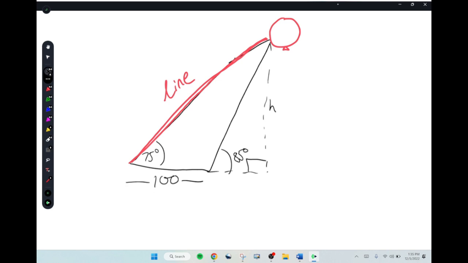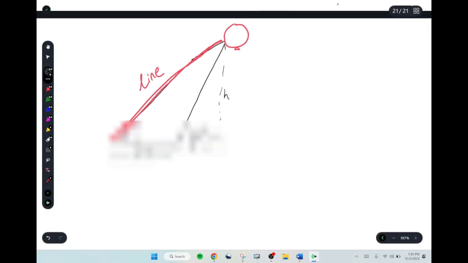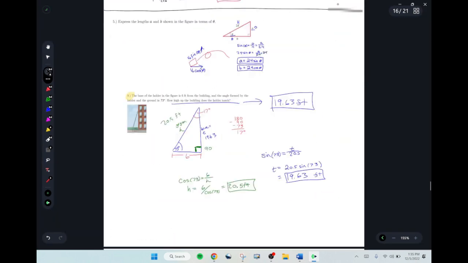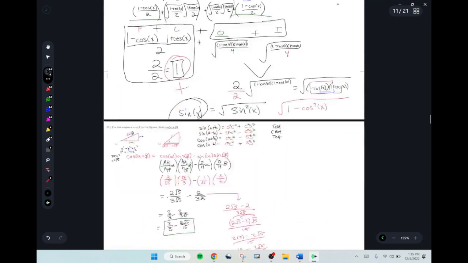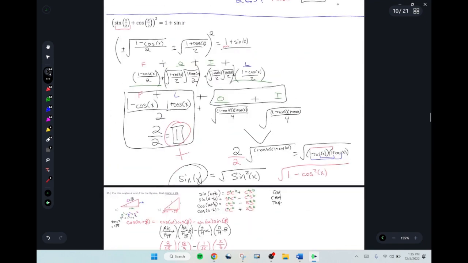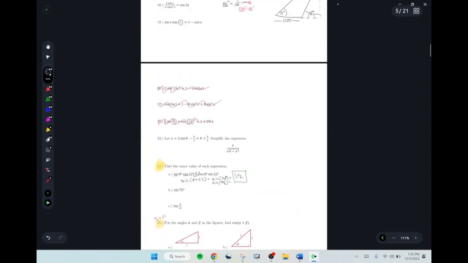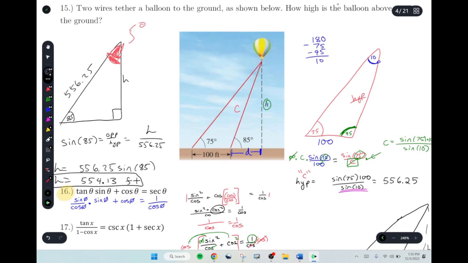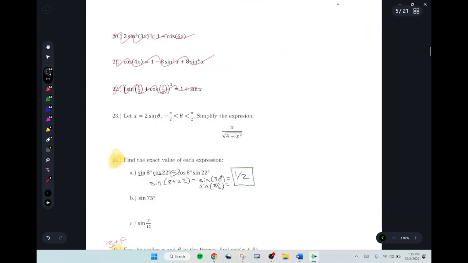Wait, is that true? I gotta look at this picture now. Why are there two lines? Is it attached to two lines? Sorry, gotta find it. What problem number was this? I forgot. 15. Thank you. 15. Oh, yeah, it's just attached to two lines. That's weird. Okay.